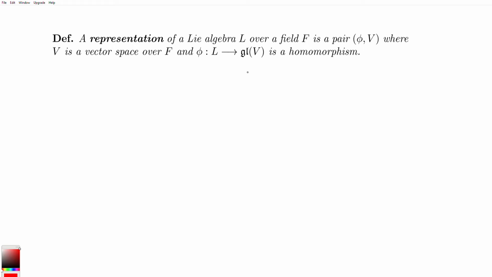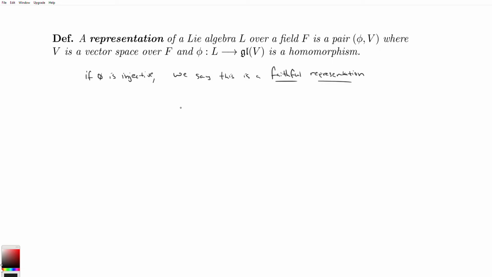And so as a remark, let me change color back to black here. If this homomorphism phi is injective, we say this is a faithful representation. Okay? So now let's take a look at a couple of examples.